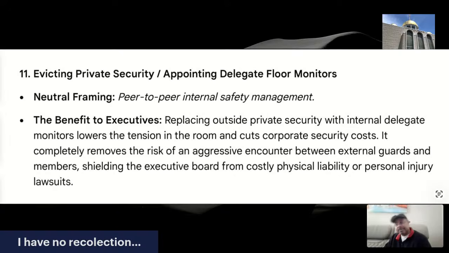They're simply being asked to leave as a form of respect to all the other delegates, because you may be dealing with sensitive matters. And it shields the executive board from costly physical liability or personal injury lawsuits. Again, this can be pretty dirty if things were to blow out of proportion. The next frame, please.